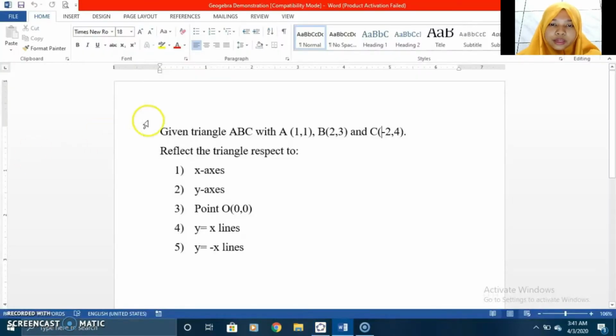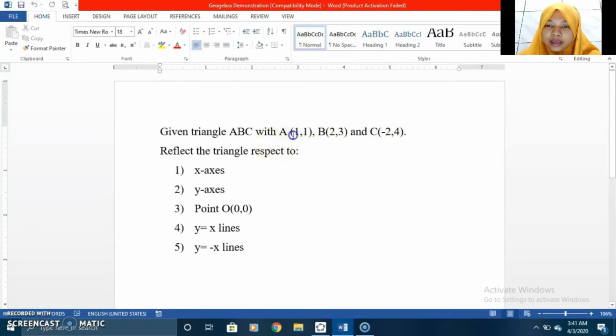If we have a given triangle ABC with A (1, 1), B (2, 3), and C (-2, 4), then we reflect the triangle with respect to the x-axis, y-axis, point O with coordinates (0, 0), the line y equals x, and the line y equals minus x. First thing that we have to do is plot each point in triangle ABC: A, B, and C.